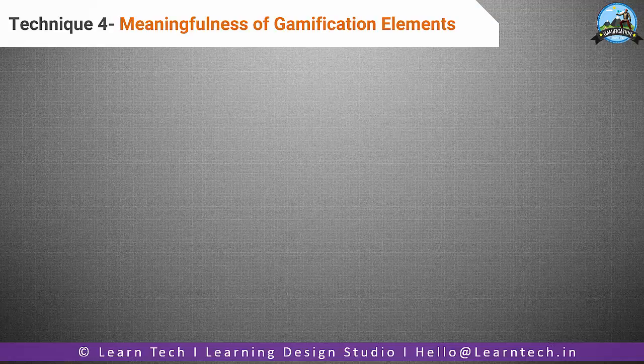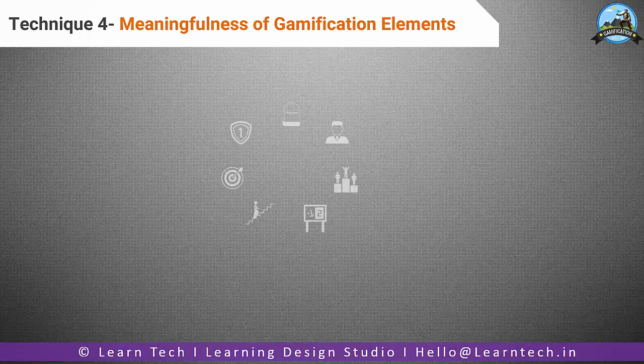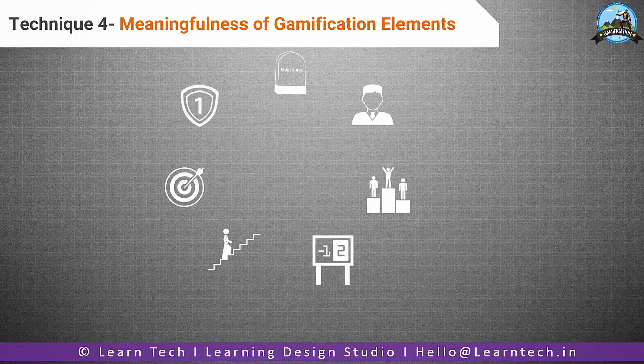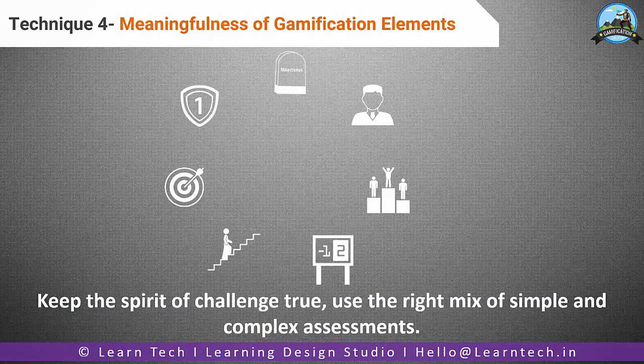Technique 4. Meaningfulness of gamification elements. Learners will see through the meaningfulness of scores and badges depending on how easy or difficult it was for them to get them. Keep the spirit of challenge true. Use the right mix of simple and complex assessments. Make certain that the badges are meaningful and difficult to get.